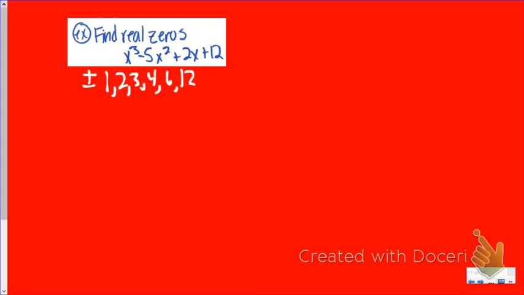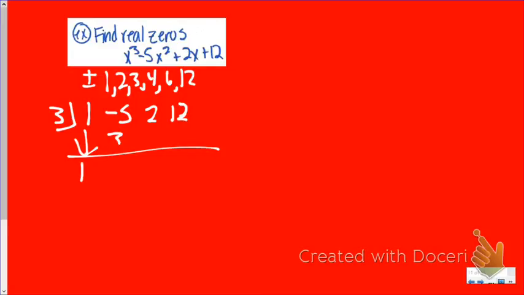And then just to speed this along, I'm going to go ahead and start with 3 because I think it's going to work. So here's 1, negative 5, 2, and 12. And I'll do my synthetic division. I'm going to add instead of multiply. A little bit ahead of myself. And then I get 0 as a remainder. So now I look at the remaining function.